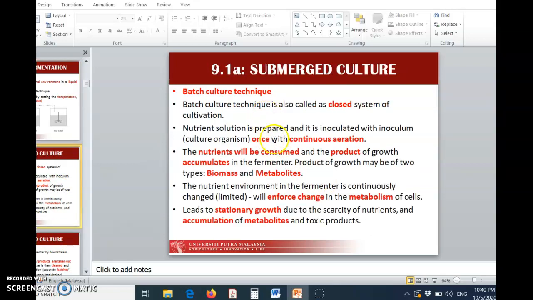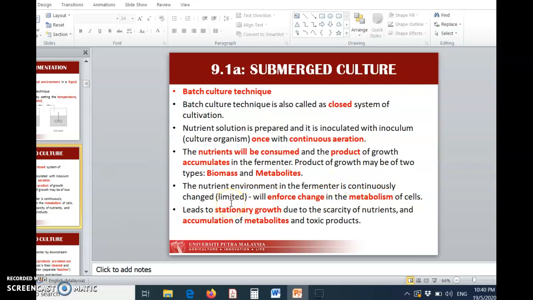Okay, for the batch culture technique, as I told you earlier, it is also known as a closed system of cultivation. It is prepared and inoculated with inoculum, or known as culture organism, once, with continuous aeration and stirring. The nutrients will be consumed and the product of the growth accumulates in the fermenter. Product of the growth may be of two types: either biomass, where we grow the microorganism to use its biomass as food or as a product, or we want to extract the metabolites. The nutrient environment in the fermenter is continuously changed.